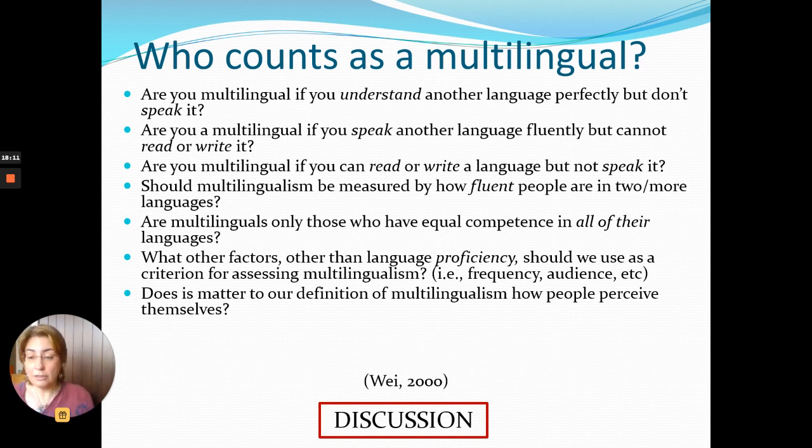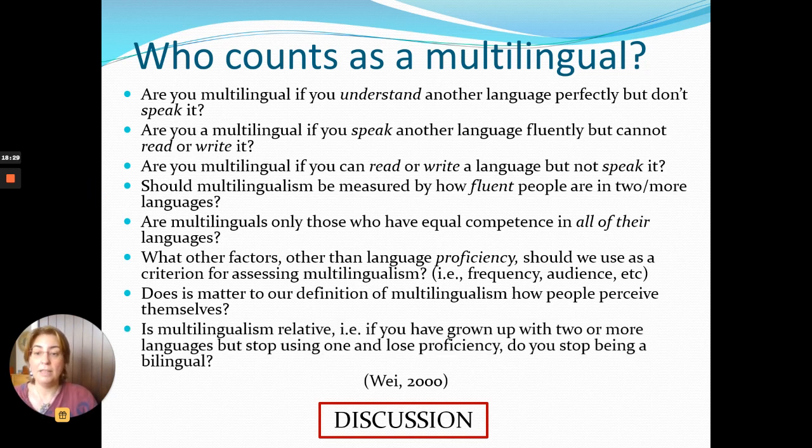Now, does it matter to our definition of multilingualism how people perceive themselves? Should we just cut to the chase and ask people, look, are you multilingual? And then you say, yes, I'm multilingual. Okay, you count as multilingual. Or do we want some kind of external evaluation to decide whether that person who might perceive themselves as multilingual actually count or do not count as multilingual?